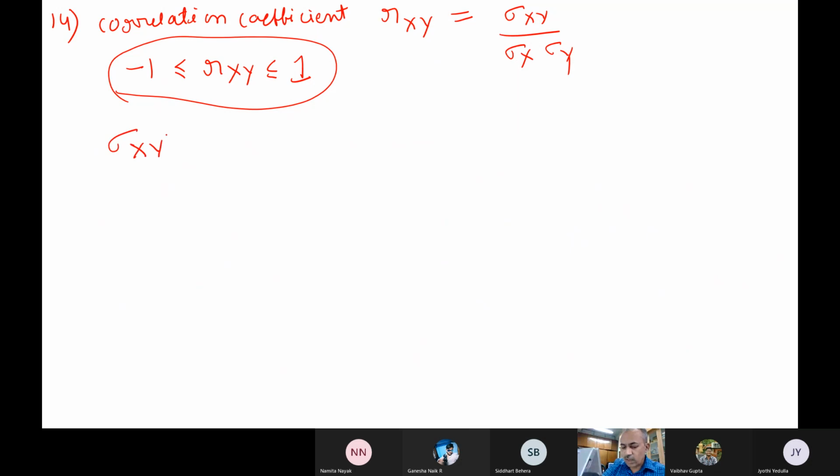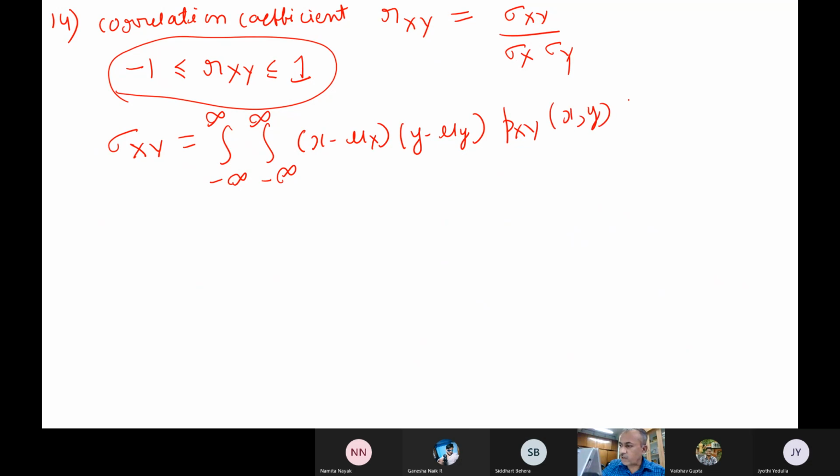So this can be proved like this. Sigma_XY, as we have already said, is the integral from minus infinity to infinity, minus infinity to infinity, of (x minus mu_x) and (y minus mu_y) p_XY(x, y) dx dy. So this is my correlation. Now to prove this bound, there is what we call the Schwarz inequality in mathematics.